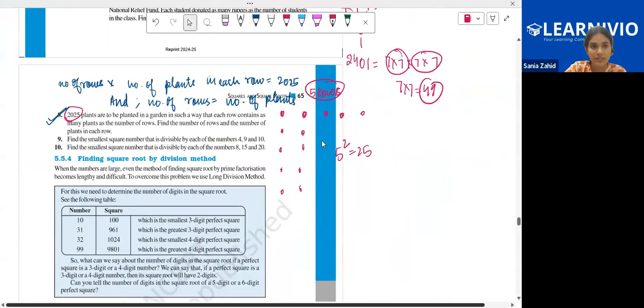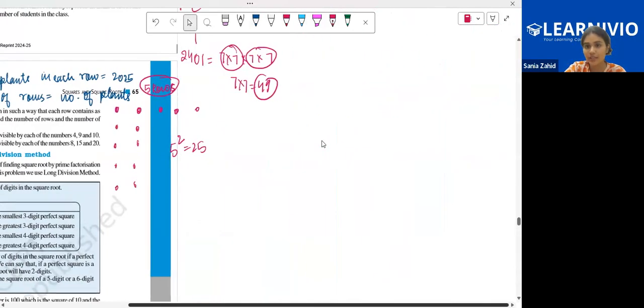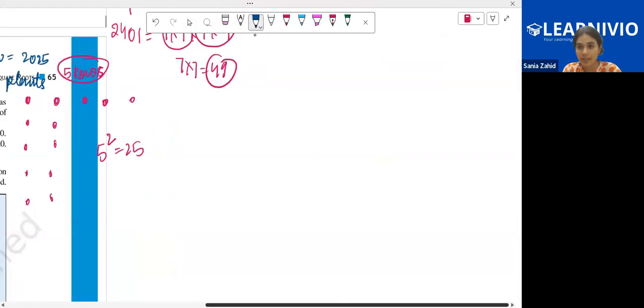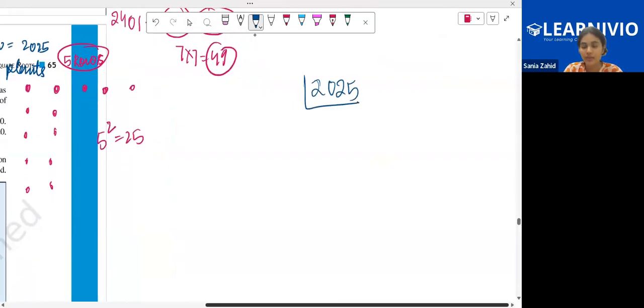You can just focus here. We'll be discussing the question. 2025, you have to find the square root. So what method are we going to use? Prime factorization. Can you tell me what will be the first factor? By 5. Can we not take 3? Yes, ma'am, 3 also. Okay, so 3 into 675.